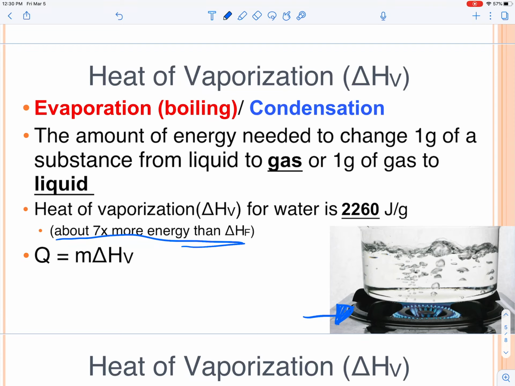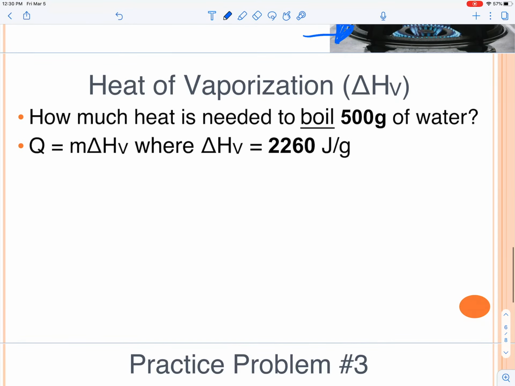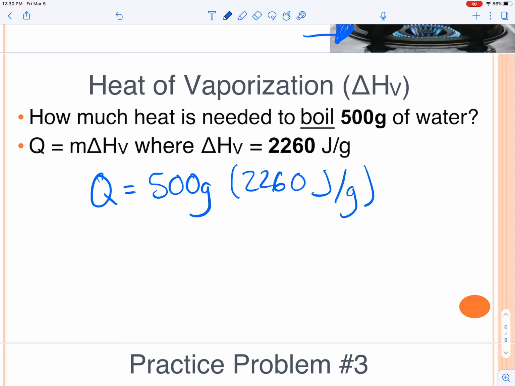Okay, so the equation is very similar. Q equals m delta HV instead of F. And we're going to use this number every time we talk about boiling or condensation. Let's take a look at an example of this kind of problem. How much heat or energy is needed to boil 500 grams of water? m is our mass in grams. Delta HV, we're just going to plug in this number. And we get this big number.